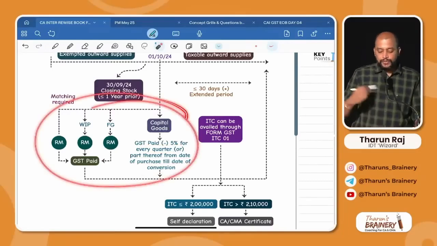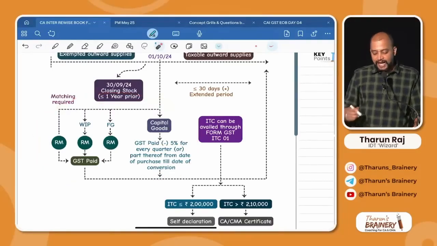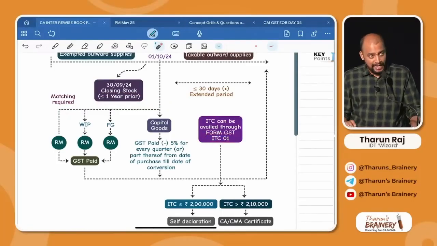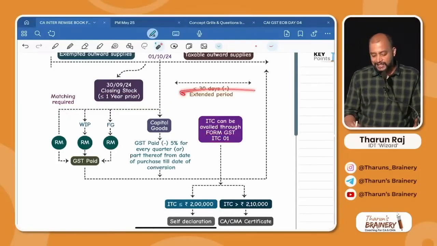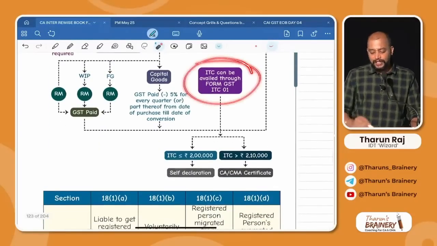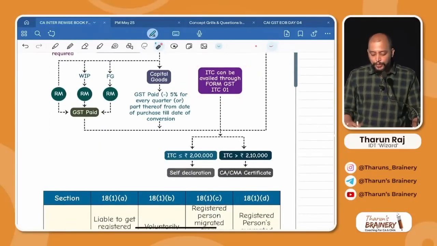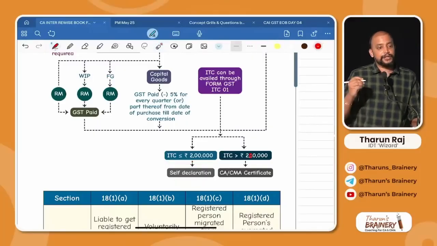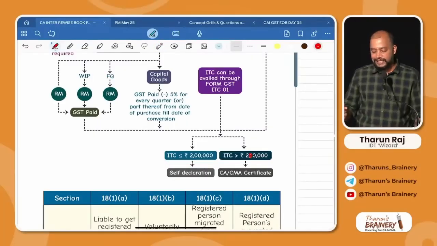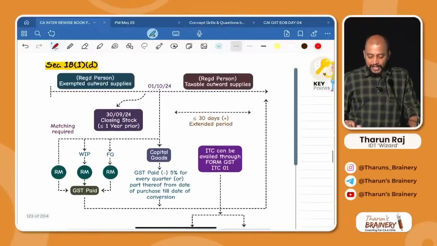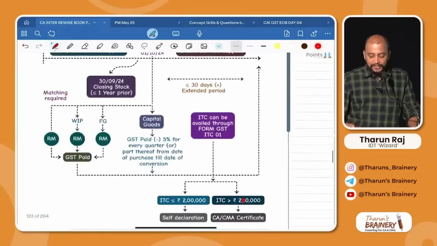On all these things, whatever GST paid, that can be availed as ITC through form GST ITC 1. Time limits, same, 30 days plus extended period. And this particular form, if it is ITC up to 2 lakhs, self declaration, if the ITC exceeds 2 lakhs, that is not 2 lakh 10, ITC exceeds 2 lakhs, CMA certificate. Now tell me, what is the difference you can see between 18(1)(c) and 18(1)(d)?